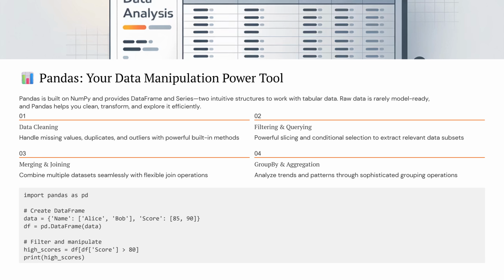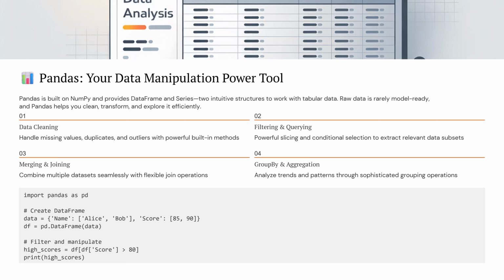Now let us talk about Pandas, the ultimate tool for working with data in Python. Raw data is often messy, full of missing values, duplicates, and outliers. Pandas make it easy to clean and prepare the data.